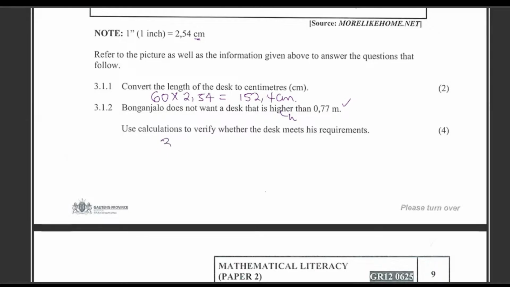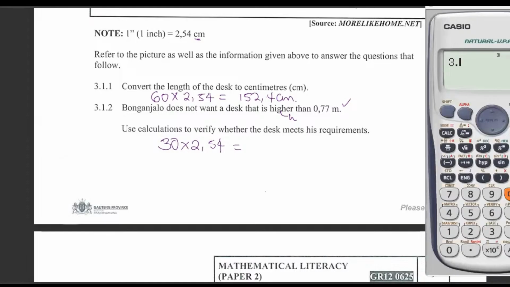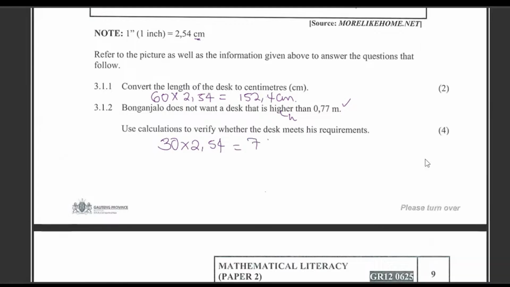We shall change the 30 inches to centimeters first, because that's the conversion we have. So the answer we shall get there, this will be 30 times 2,54 equals to that much, which is 76. But these are centimeters. The person claims 0,77 meters. So what do we do? Centimeters, we divide by 100, and we end up having the answer as 0,762 meters. Okay.